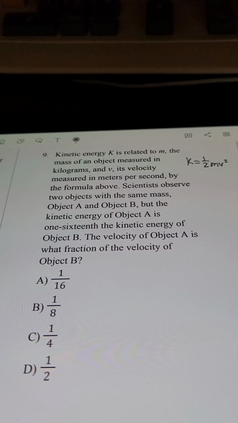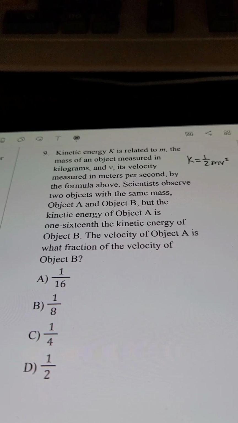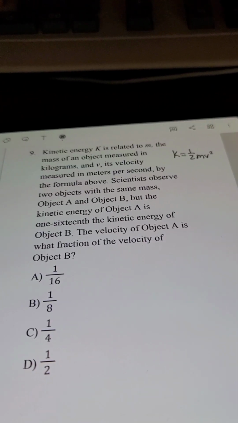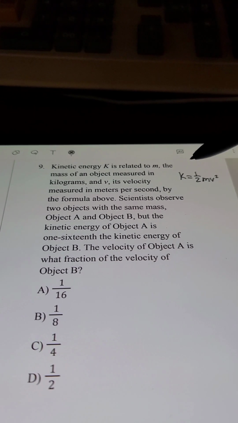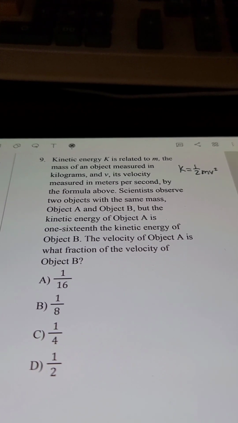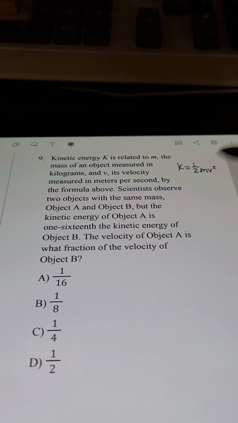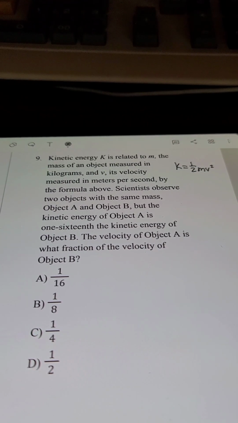Okay, pause to read number 9 if you haven't already. But it basically is referring to the same general formula, like we're talking about kinetic energy. It's just a different sort of scenario. So that's all we have to keep in mind. That's why I rewrote it there, just so I don't have to keep scrolling up and down.